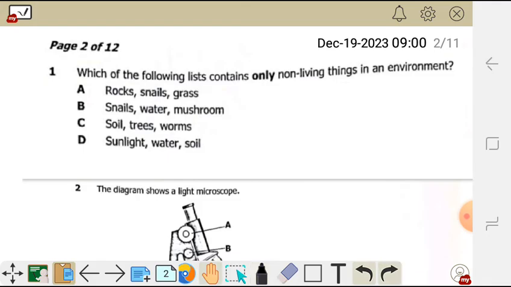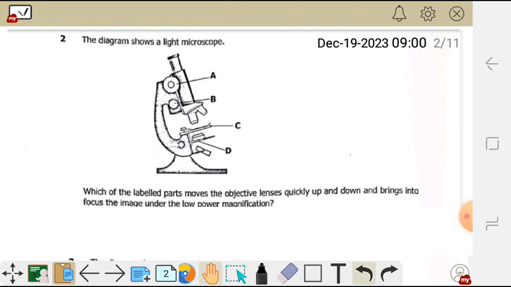We move on to question 2. So question 2. The diagram shows a light microscope. So this is a light microscope. Okay, so which of the labeled parts moves the objective lenses quickly up and down and brings into focus the image under the low power magnification?